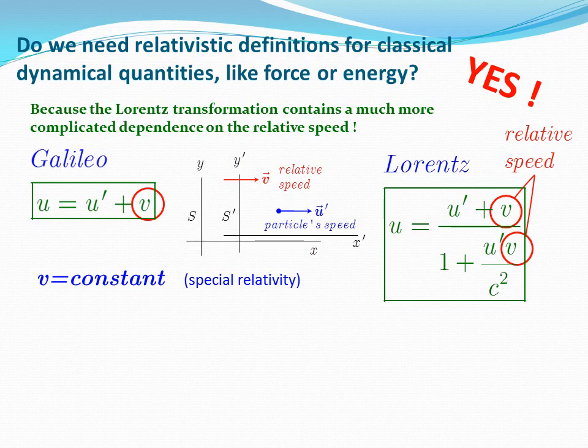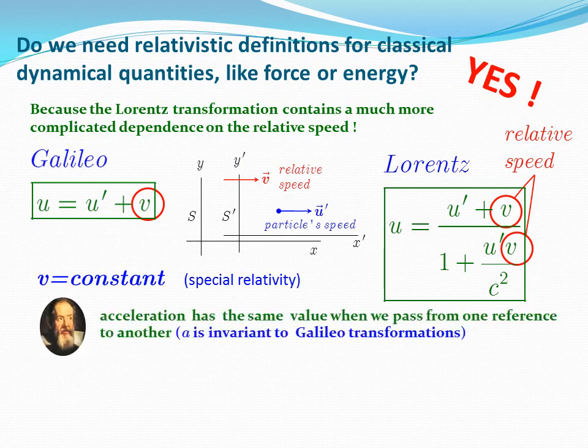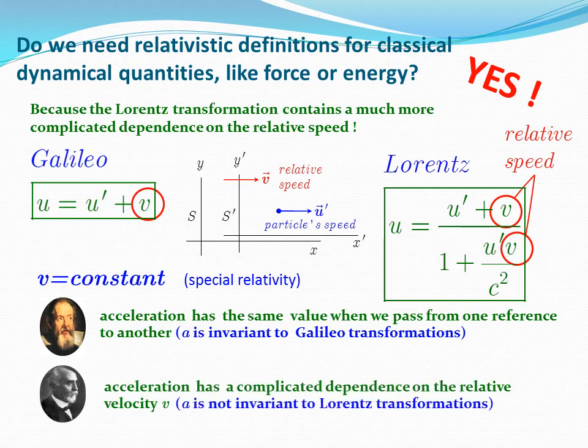As a result of this much more complicated dependence, it can be proven that acceleration has the same value in classical physics when we pass from one reference frame to another. Physicists state this by saying that a is invariant to Galileo transformations. On the contrary, acceleration has a complicated dependence on the relative velocity. Physicists state this by saying that a is not invariant to Lorentz transformations.